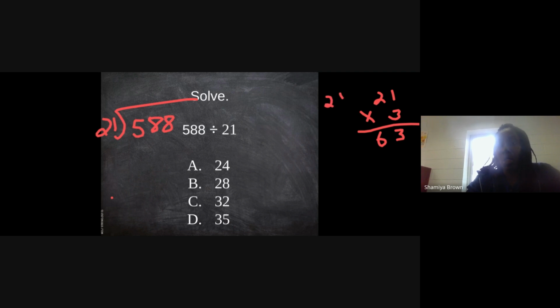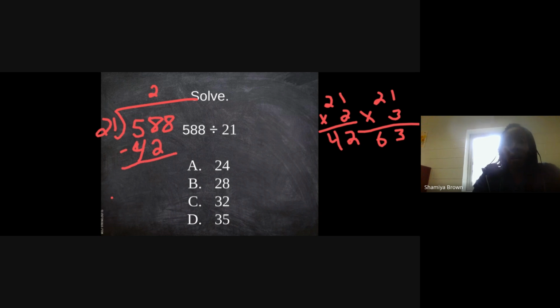So I'm going to try 2. 21 times 2. 1 times 2 is 2. 2 times 2 is 4. I know it's going to have to be 2 groups because it can't be 3 groups because 3 is too big. So I have to stick with 2. So my 2 goes above my 8. Then I multiply. 2 times 21, and I already know what that is. It's 42 because I already did it over there. So that's 42.